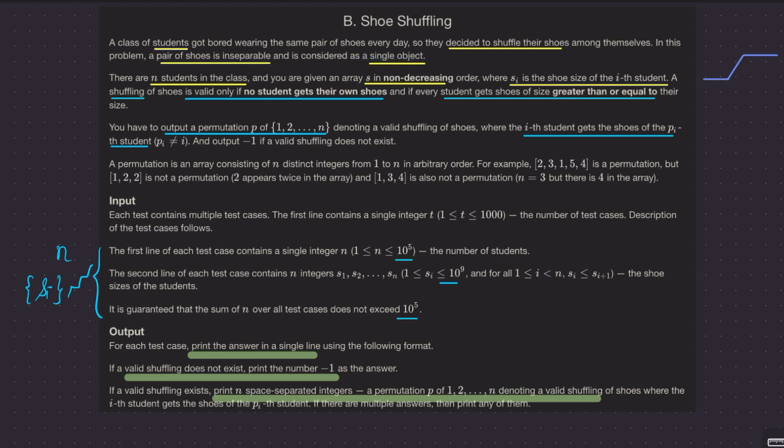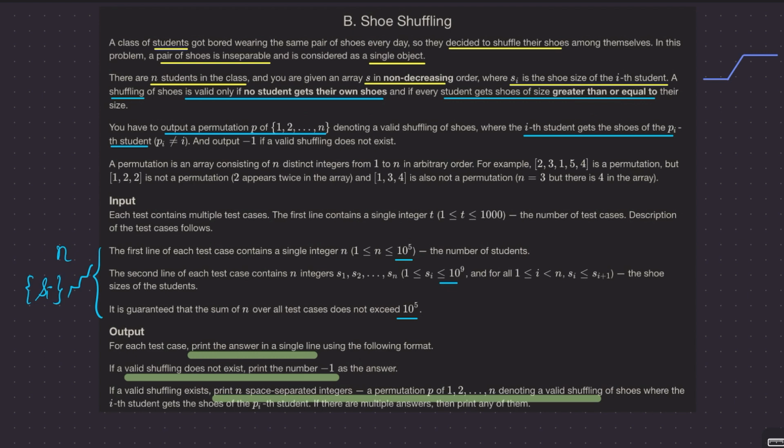So specifically, we have n students in the class and we are given an array S in non-decreasing order. Non-decreasing order is something like ascending order, but it can have duplicates, right? And Si is the shoe size of the ith student. They have defined a valid shuffling. A shuffling is valid if and only if no student gets their own shoes and every student gets shoes of size greater than or equal to their size.